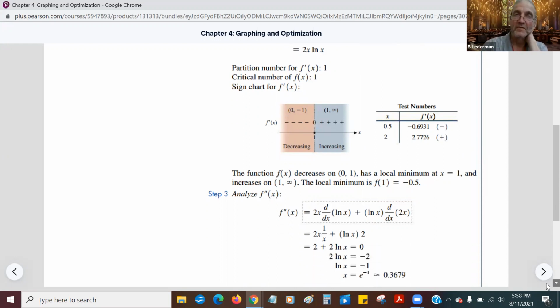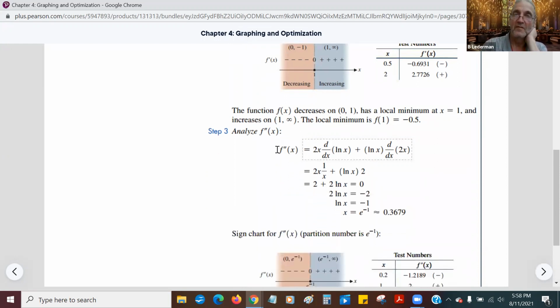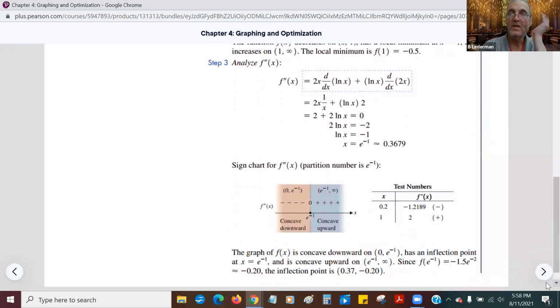Now let's look at the second derivative. The second derivative f double prime is equal to this whole monster, again using the product rule. Crunch, crunch, crunch. And we get 2 plus 2 ln x, and that equals f double prime. I want to set that equal to 0. That gives us ln x equals negative 1, which means x would be e to the negative 1. So that's our critical number, or partition number, whatever, e to the negative 1.